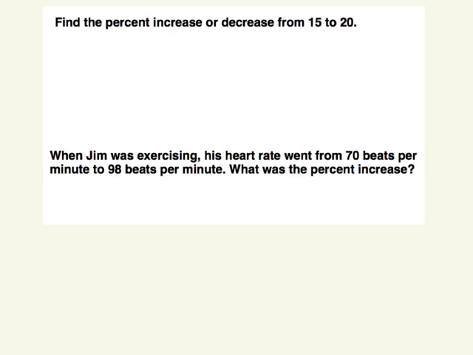What we need to do is find the percent increase or decrease from 15 to 20. So first of all, we have to determine whether it's going up or going down. Well, if it began at 15 and is getting to 20, we know that it's going up. So we know that we're doing increase, not decrease. So now we have to figure out what the percent is.